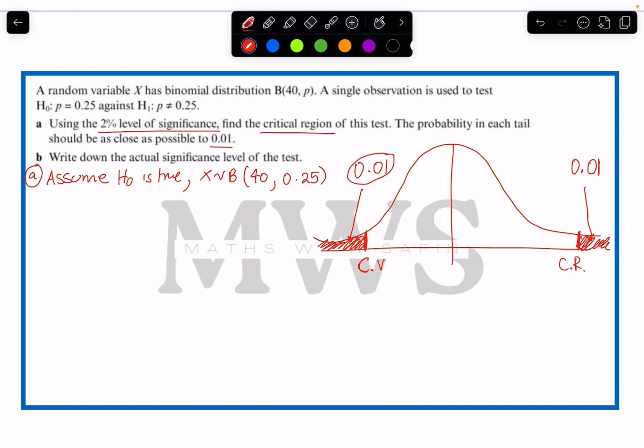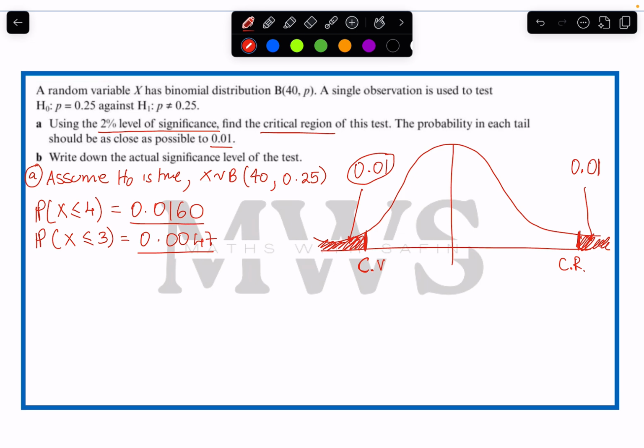So for the bottom part, we can test and trial, finding X less than or equal to 4. If we try X less than or equal to 4, with n as 40 and p as 0.25, that gives us a value of 0.0160. And if we repeat the same process for X less than or equal to 3, that gives us a value of 0.0047. So we need to see that these two values are very close.